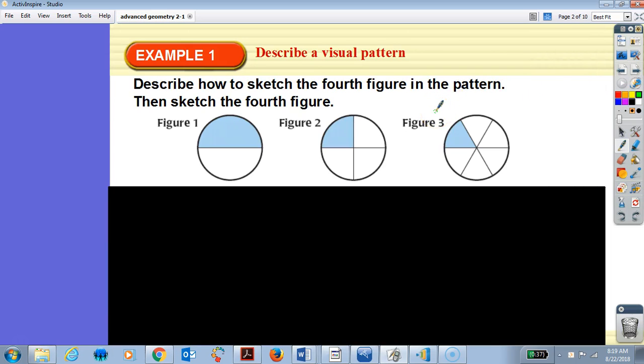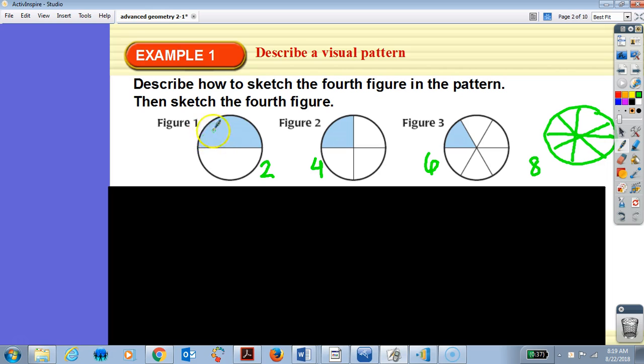Describe how to sketch the fourth figure in the pattern, then sketch the fourth figure. So in figure 1, you have how many areas? 2, right? 2. In figure 2, how many? 4. In figure 3, how many? 6. So in figure 4, how many do you think you're going to have? 8. All right, so in addition to it being cut into 8 slices of pizza, what else do you think is going to happen?